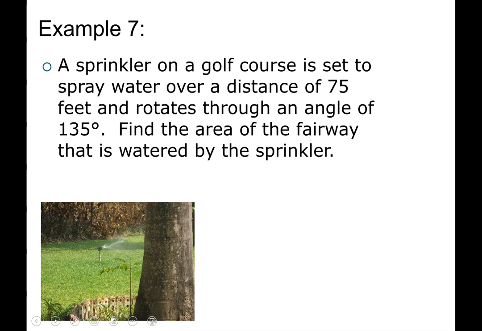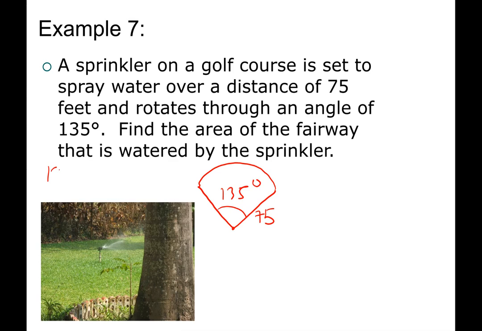So some examples with this: a sprinkler on a golf course is going to spray water over a distance of 75 feet and rotate through an angle of 135 degrees. Find the area of the fairway that is watered by the sprinkler. If you have seen a sprinkler like this, it basically is attached and then it pivots. So here's where it would start, and it would pivot through some degree, and it would make some sector of a circle, some part of a revolution. It doesn't go all the way around. So they're telling us that 75 feet is the length of what would be the radius of the circle, and then it rotates through 135 degrees.